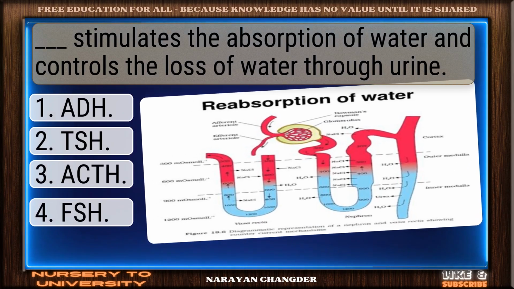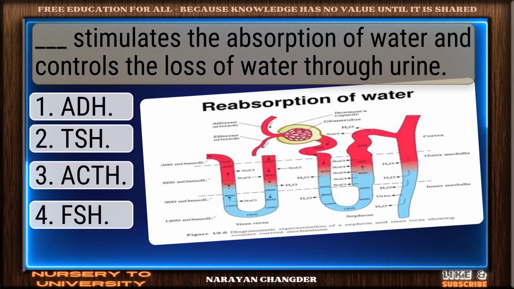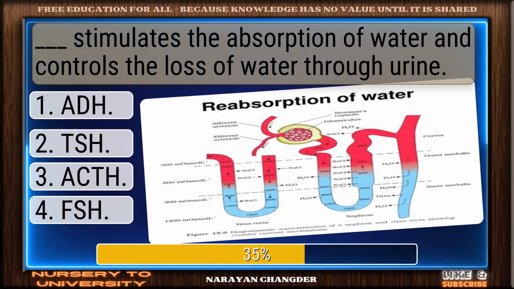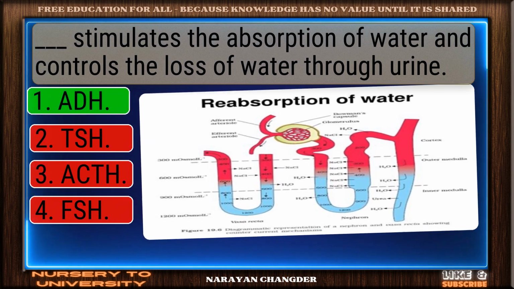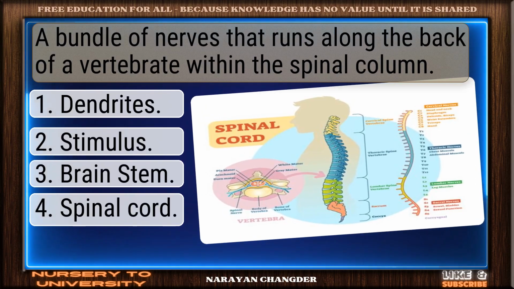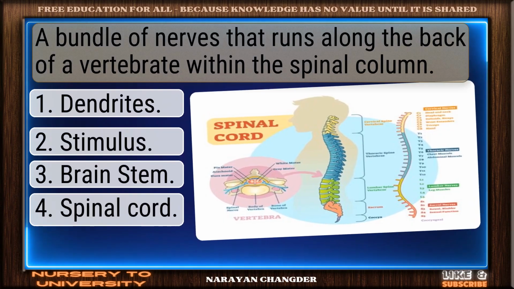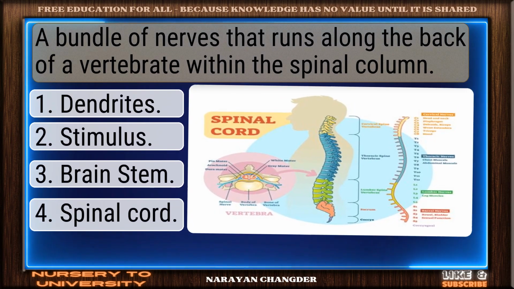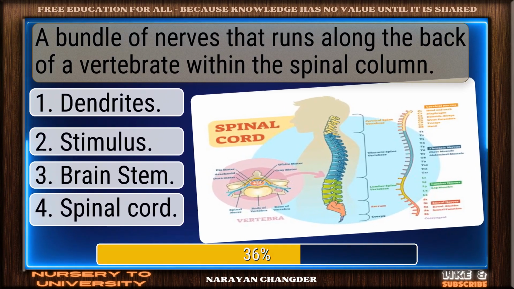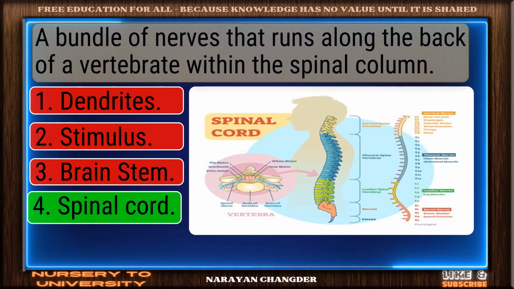Dash stimulates the absorption of water and controls the loss of water through urine. Good thinking. ADH is right. A bundle of nerves that runs along the back of a vertebrate within the spinal column. Exactly, spinal cord makes sense.